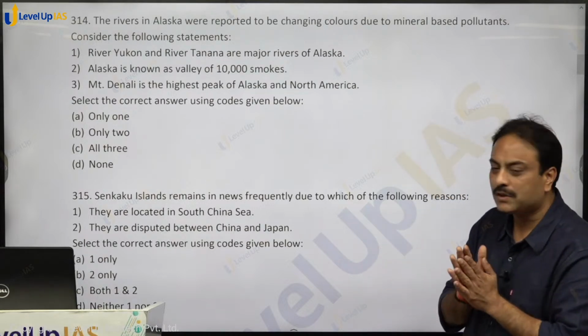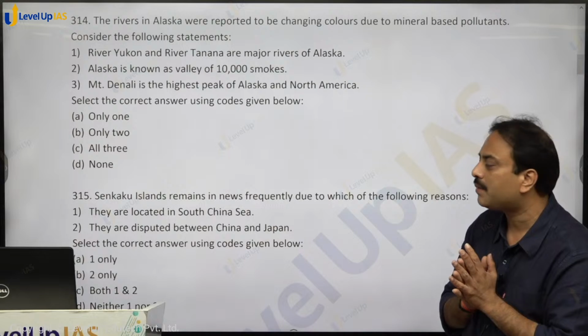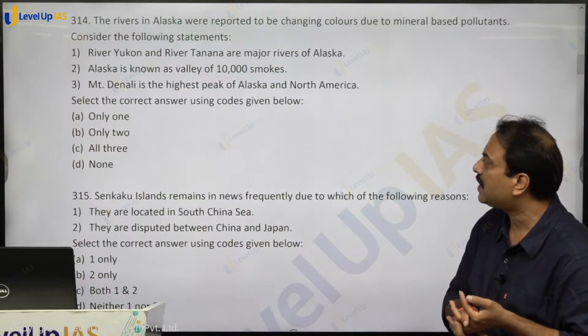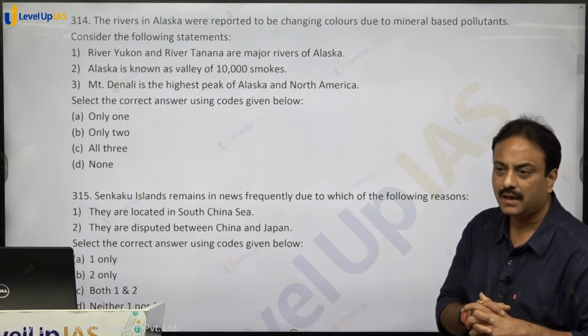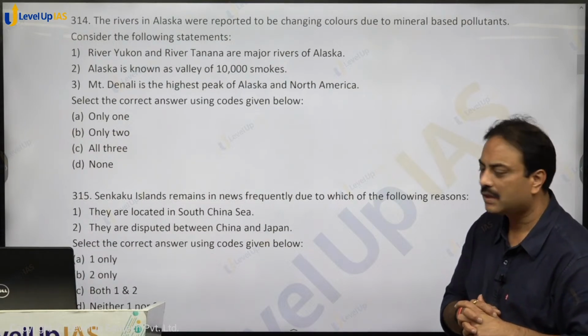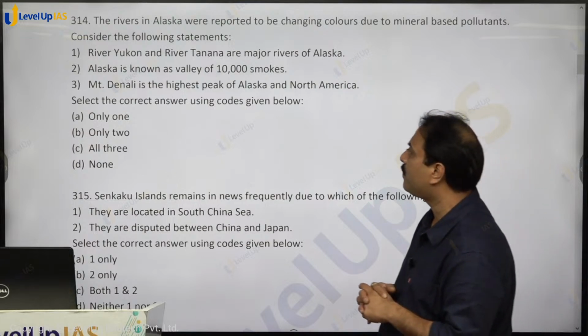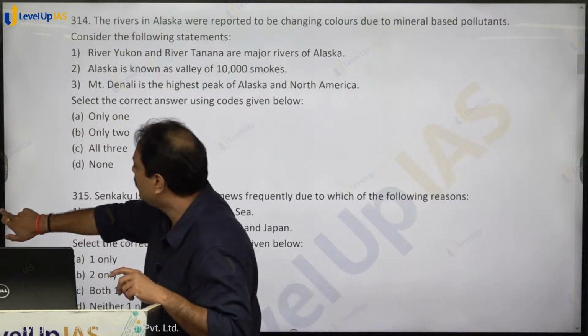So on that, in the Alaska region, what are the major rivers? River Yukon and River Tanana are the major rivers of Alaska. River Yukon and River Tanana. If you check the map of Alaska, you will find that.